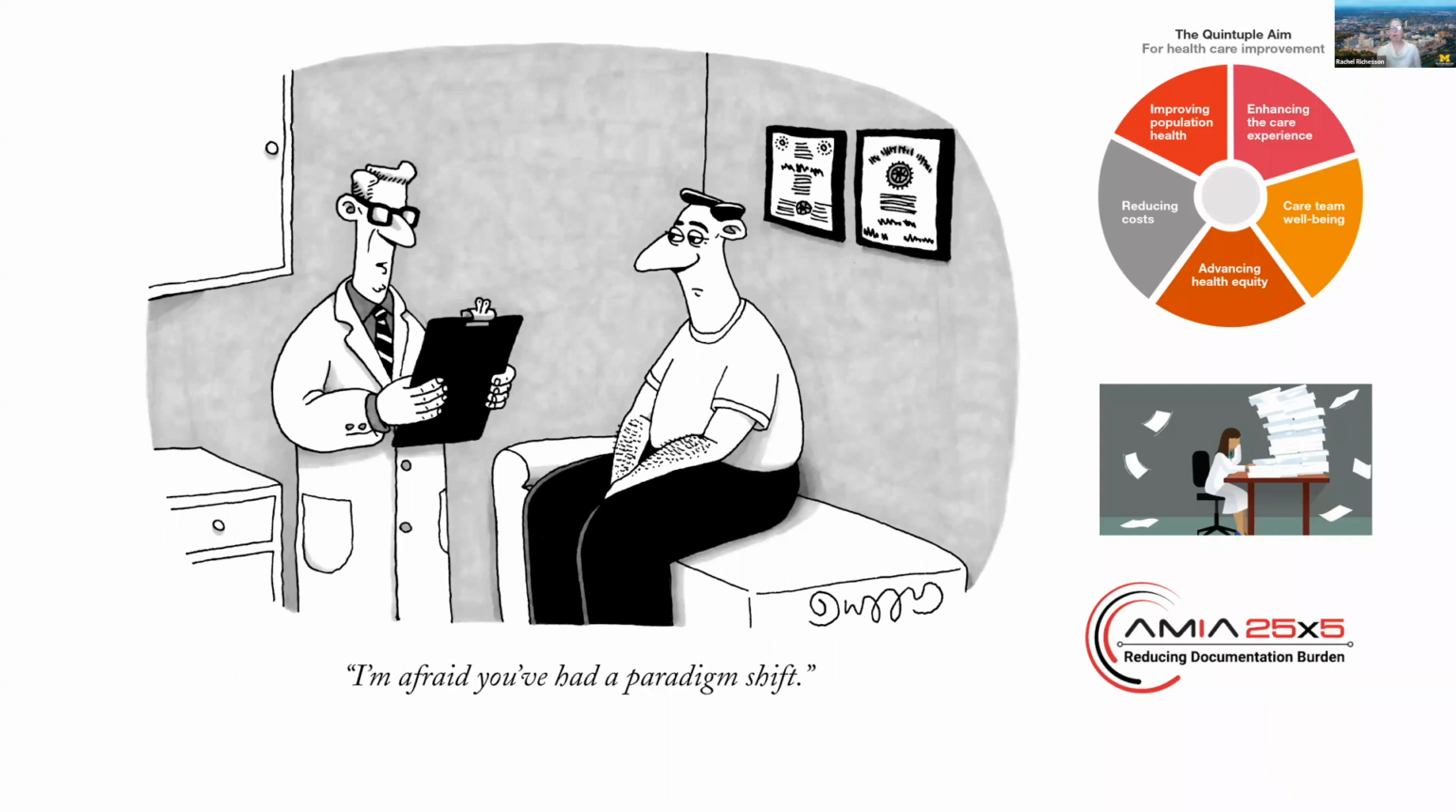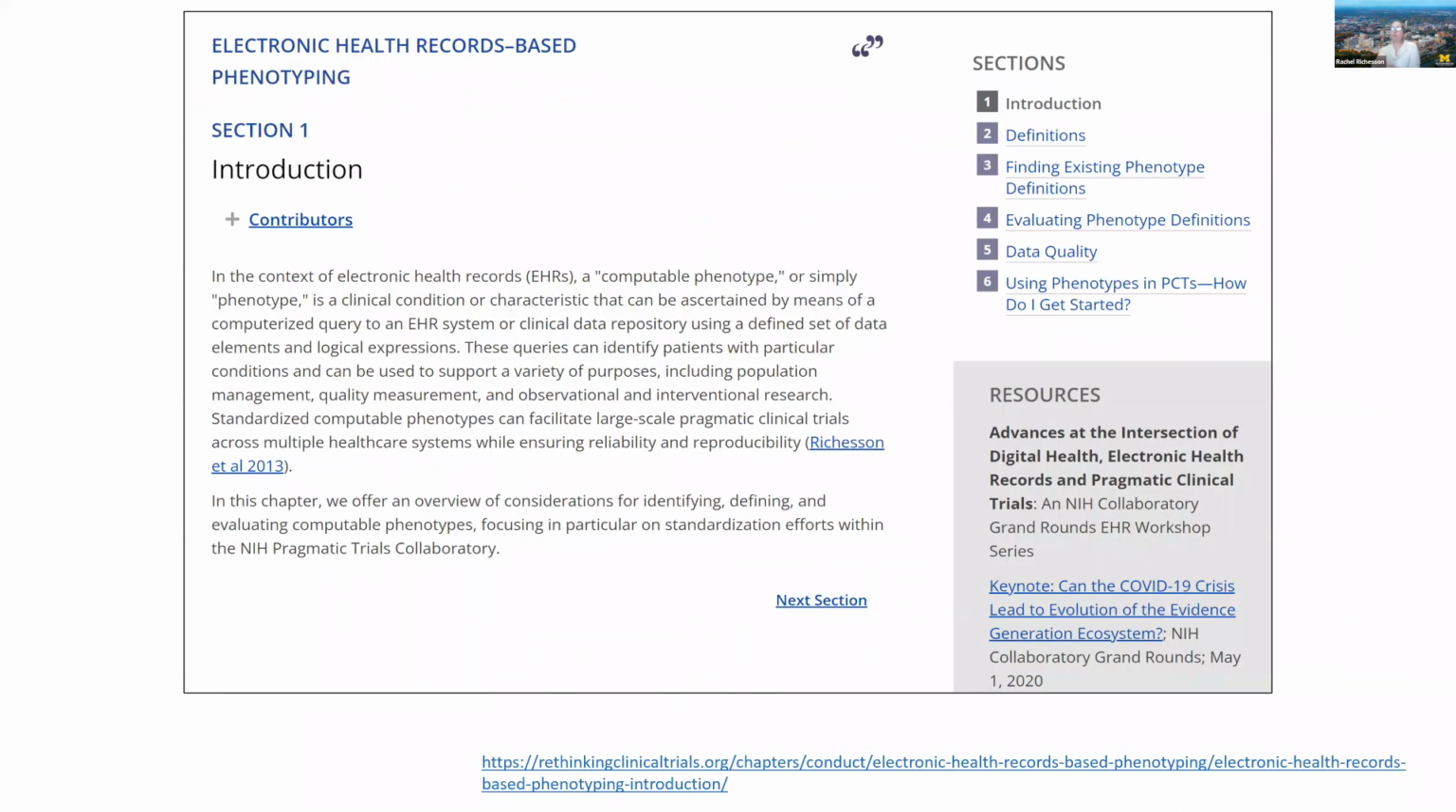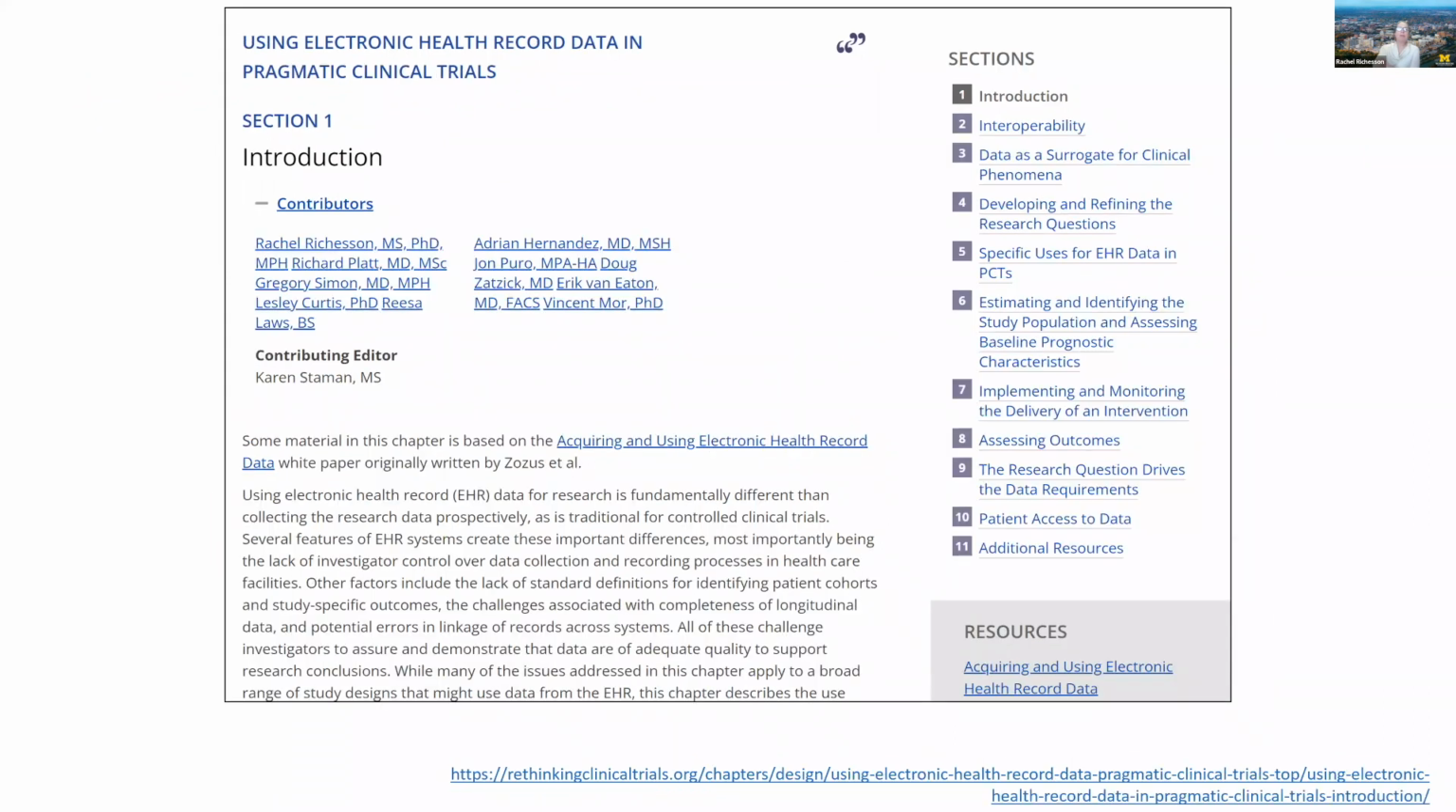So there's a lot going on that gives me every optimism and hope that EHRs will increasingly be ready to support the kinds of research that we want to do with pragmatic clinical trials or in the LeaRRn network. With that, we'll just point you for resources to our Rethinking Clinical Trials textbook. It's an online living textbook. We have a chapter on electronic health records and computable phenotyping, and then a general one on using electronic health record data in pragmatic clinical trials. So there's a wealth of information, very, very readable too.